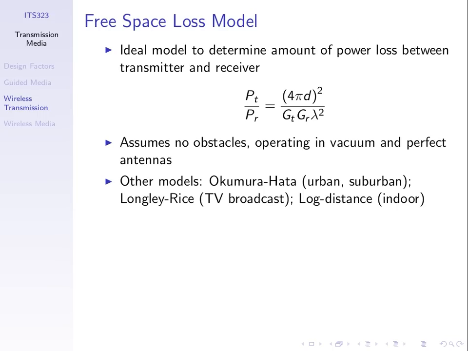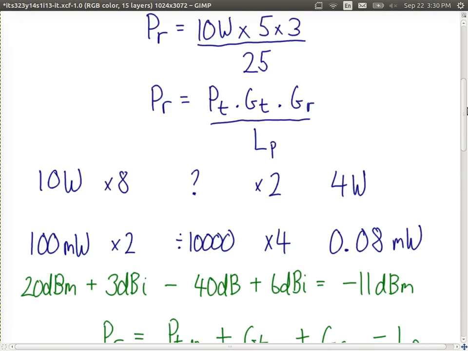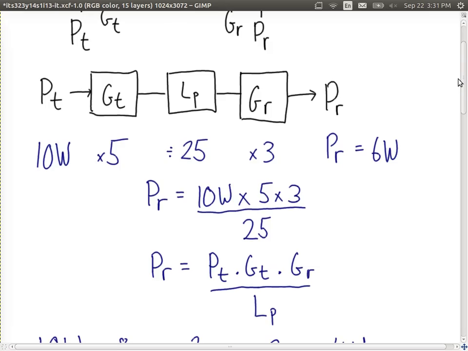Let's go back to our example. Recap. We arrived at the general model. The received power is the transmit power times the gain of both antennas divided by the path loss. The path loss is how much power we lose between transmit antenna and receive antenna. This applies in any system.